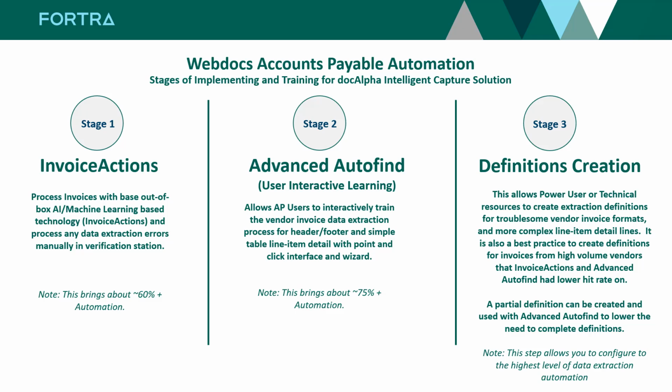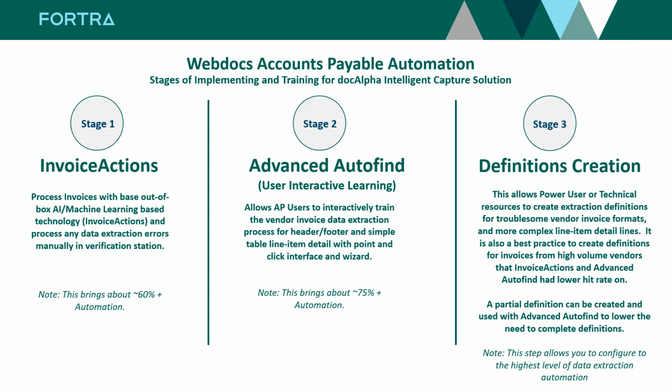And then the third stage in this process is the most advanced phase, right? Allowing power users or technical staff to create extraction definitions. This stage is particularly essential for processing complex invoices from high volume or troublesome vendors with unique formats or detailed line items. This step is best suited for handling cases where the first two stages had a lower hit rate. Custom definitions ensure that even the most intricate or non-standard invoices are processed accurately.